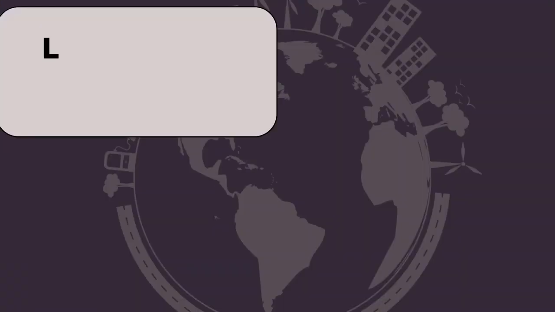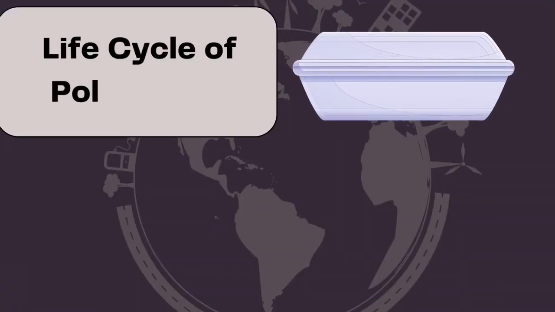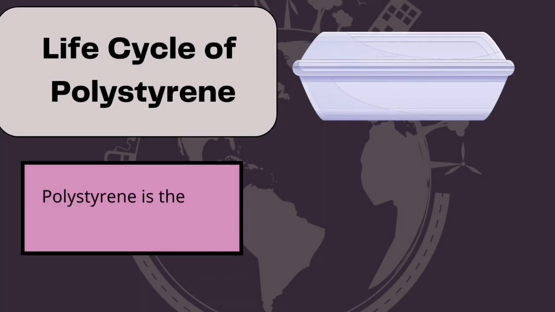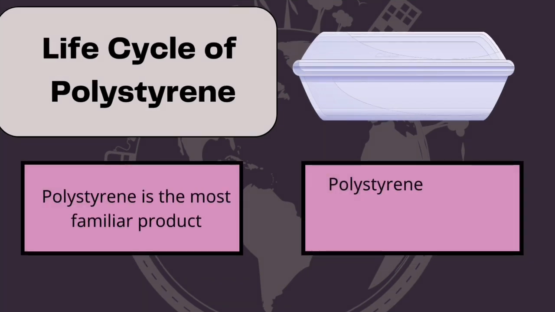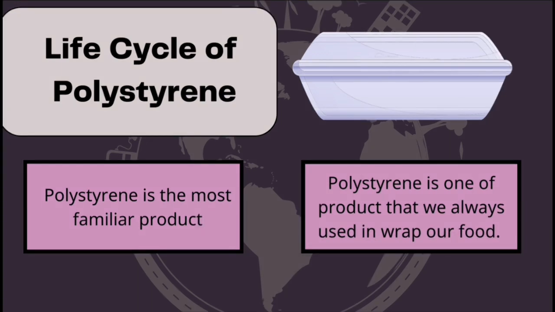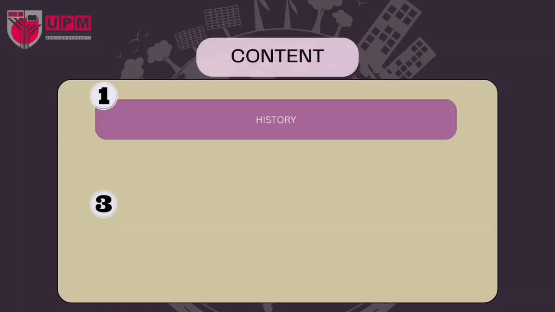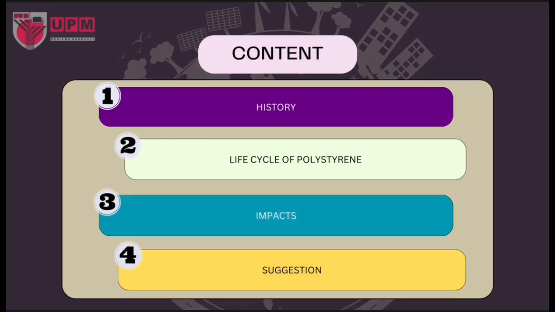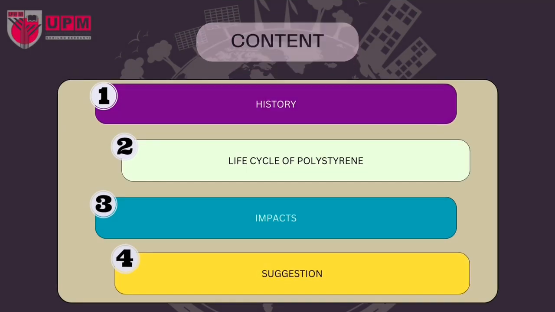Do you all know that polystyrene is a synthetic polymer made from monomers of the aromatic hydrocarbon styrene? Polystyrene can be solid or foamed. Polystyrene also is the most familiar product, and it is one of the products that we always use to wrap our food. The contents of this video are divided into 4 sections, which are history of polystyrene, life cycle of polystyrene, impacts to human and environment, and suggestions.